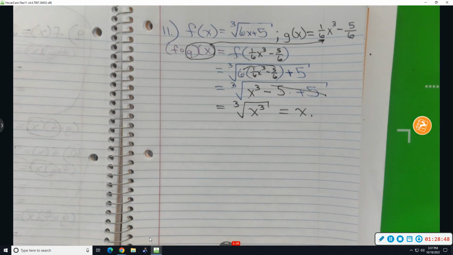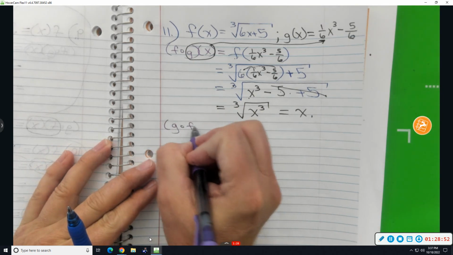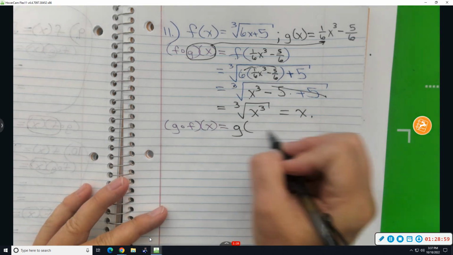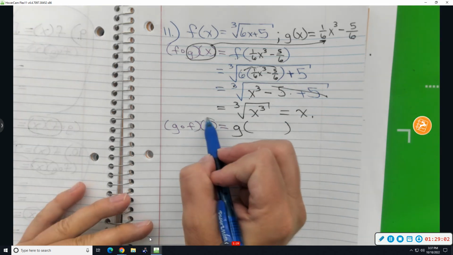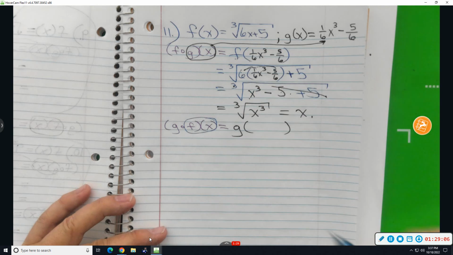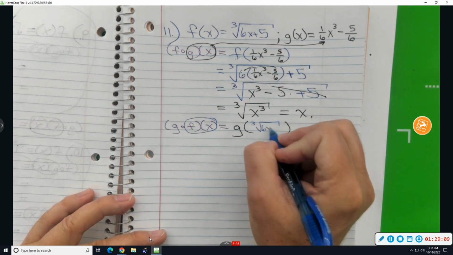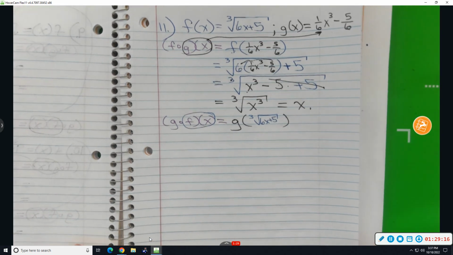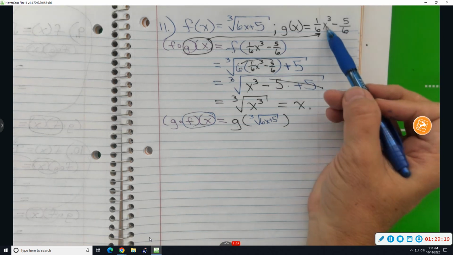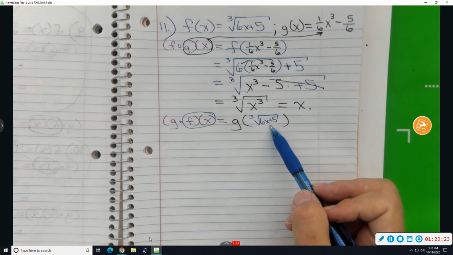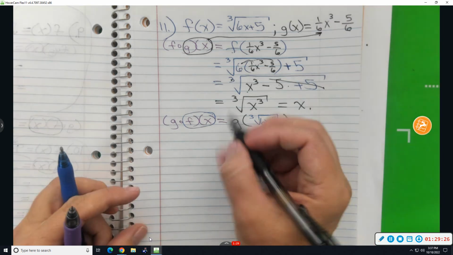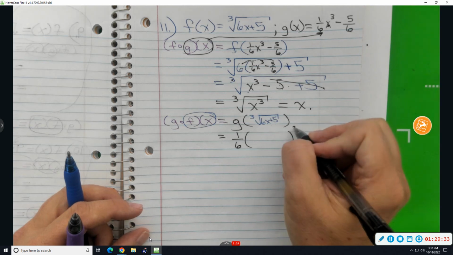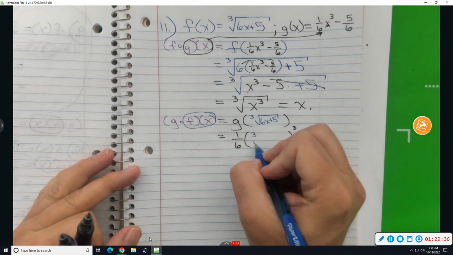Now let's go in the other direction. g composed with f at x. g is on the outside and on the inside, f of x, the cube root of 6x plus 5. So now we're going to g. Wherever we see an x, we're going to replace it with that cube root of 6x plus 5. So we have a 1/6, replace that x with the cube root of 6x plus 5.